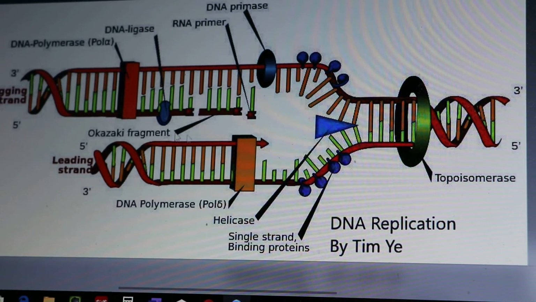So one single DNA double helix makes two double helices. So that is called DNA replication.